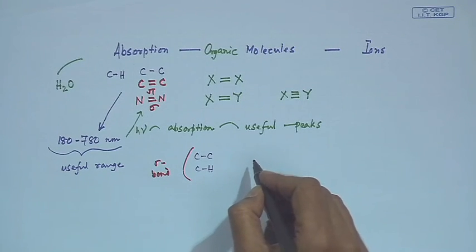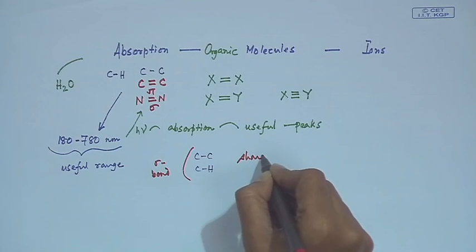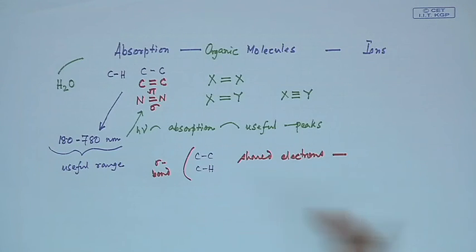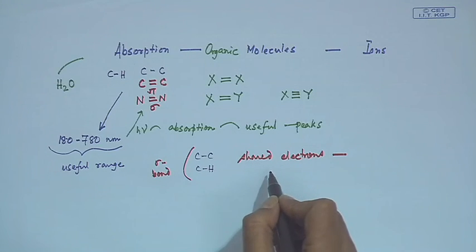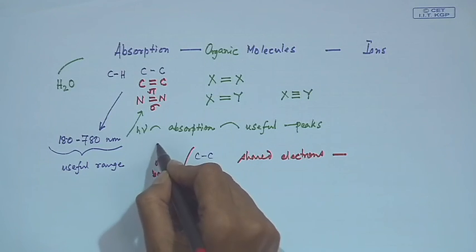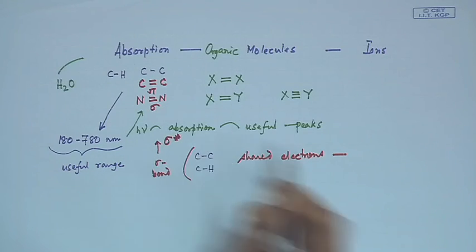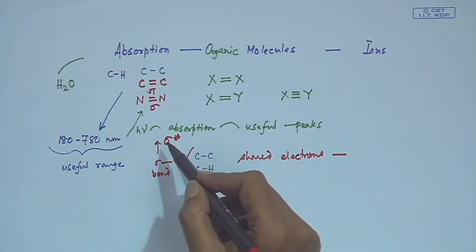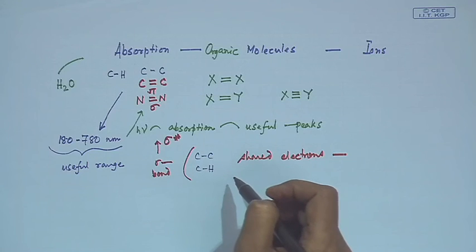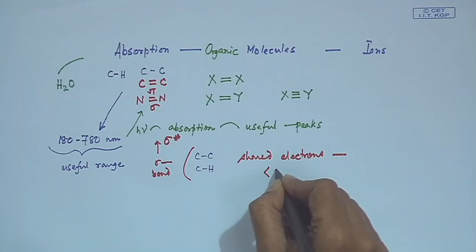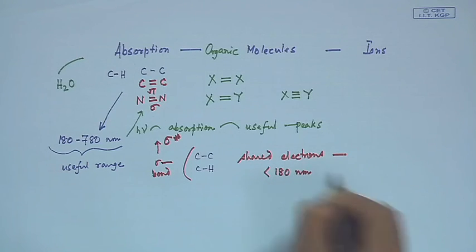So, this can be excited, that means the shared electrons in the sigma bond, which are very strongly bound, need more energy to be excited into the higher level. So, the electrons present in this sigma level, as we all know, can be promoted to the sigma star level, which is the antibonding level, and this promotion from the sigma bond to the sigma star level requires energy in the lower range of the ultraviolet, which is less than 180 nanometer.